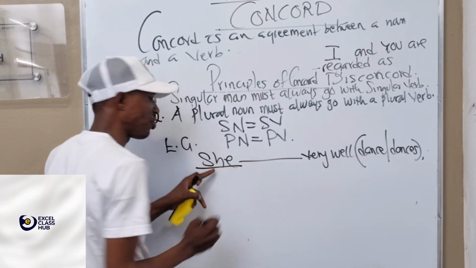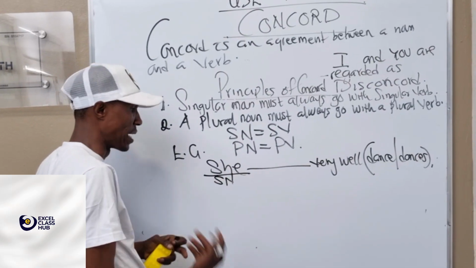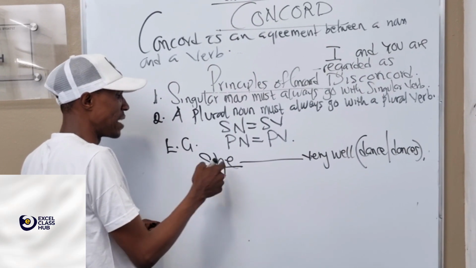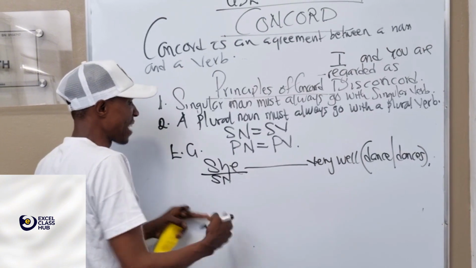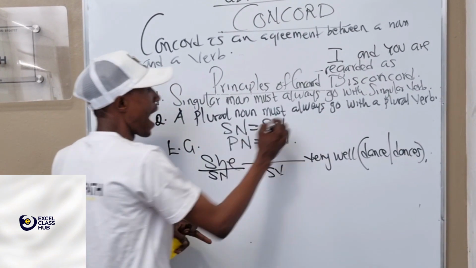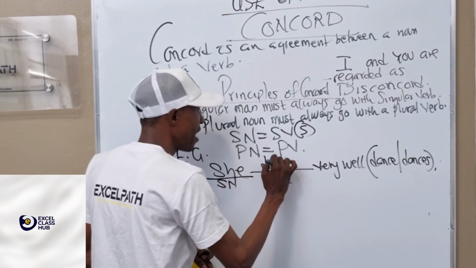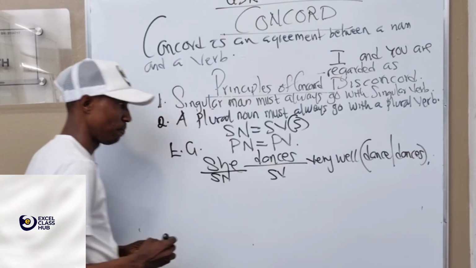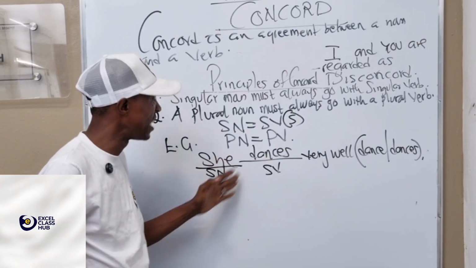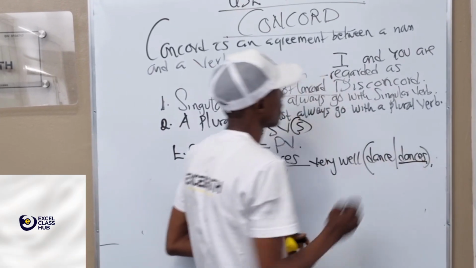You start with your she. This she, is it a singular or plural noun? This is a singular noun. And we are told that a singular noun must go with a what? A singular verb. And your singular verb must carry what? S. And the answer here becomes what? Dances. So the sentence is: she dances very well. And that is the correct answer.